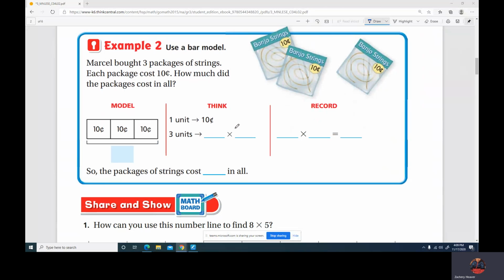Marcel bought 3 packs of strings. Each package cost 10 cents. How much did he spend in all? So there's 1 pack, 2 packs, and 3 packs. They each cost 10. So 10, 20, 30. 3 units makes 3 times 10. Record this, which is 3 times 10, which equals 30. So the packages cost 30 cents.